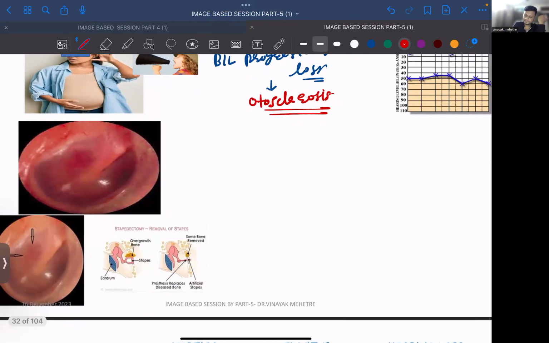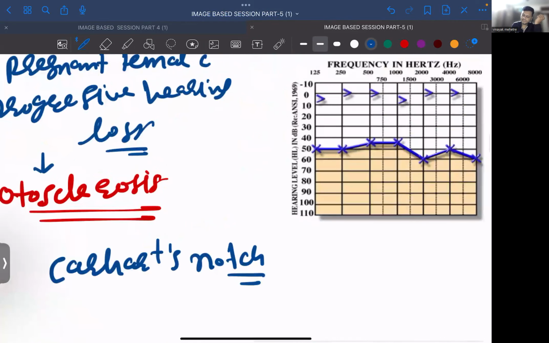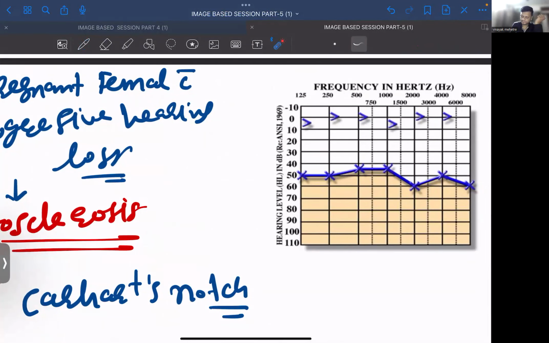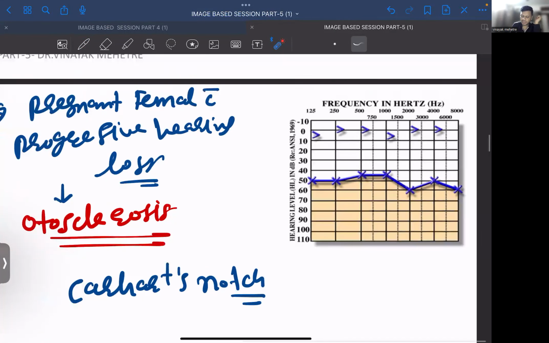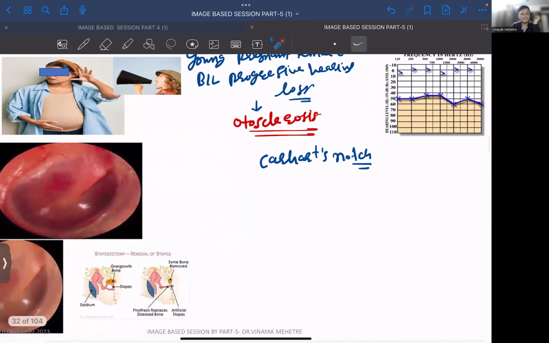First one is Carhart notch. क्या होता है Carhart notch? Yes. See, it was going normally and there is a sudden dip at 2000 hertz. Dip आ गया, right? Dip आ गया यहाँ पे. Sudden dip at the 2000 hertz is called as Carhart notch, right? Carhart notch.